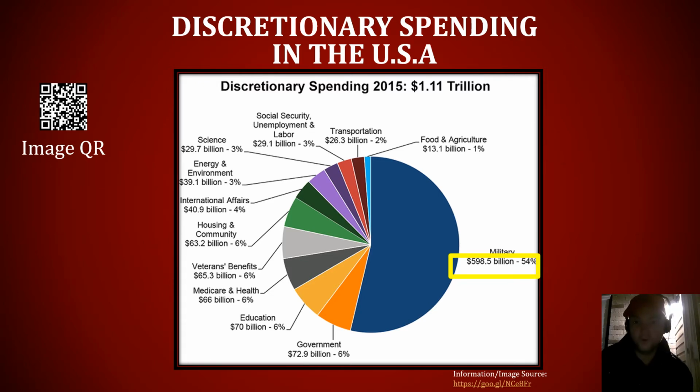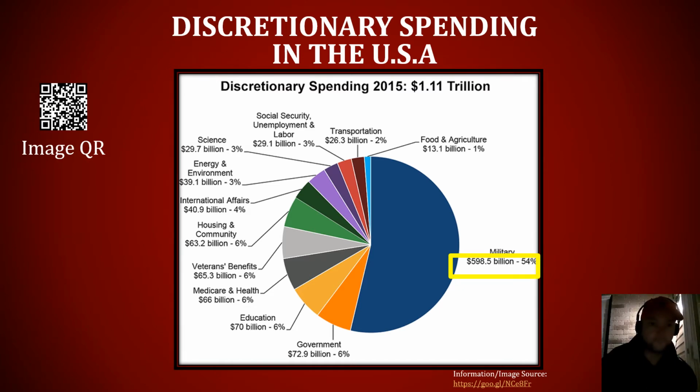So out of $1.1 trillion, almost 600 billion of that. So remember, 1.1 trillion would be like 1,110 billion if you were to say it that way. So over half.